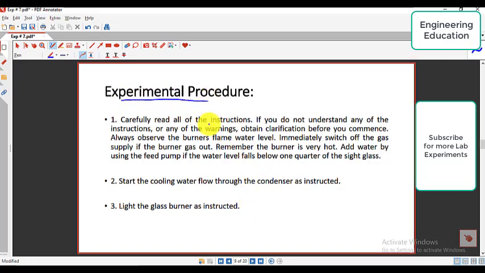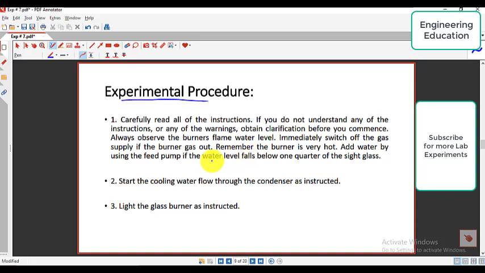Experimental procedure. Carefully read all of the instructions provided within the lab. If you don't understand any of the instructions or any of the warnings, obtain clarification before you commence. Always observe the burner's flame and water level. Immediately switch off the gas supply if the burner goes out. Remember, the burner is very hot.